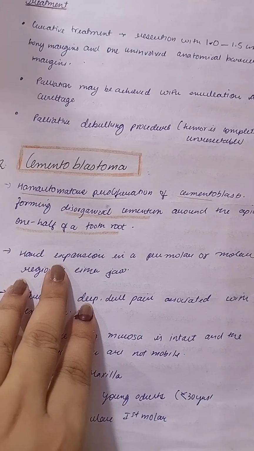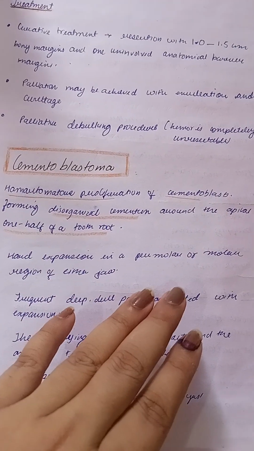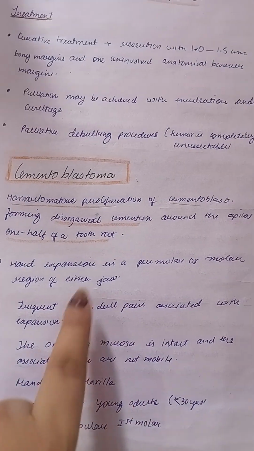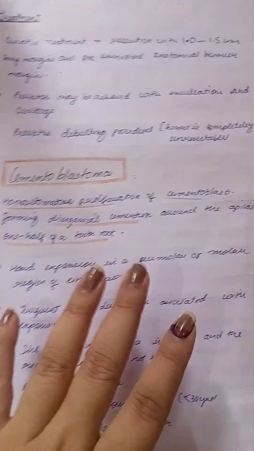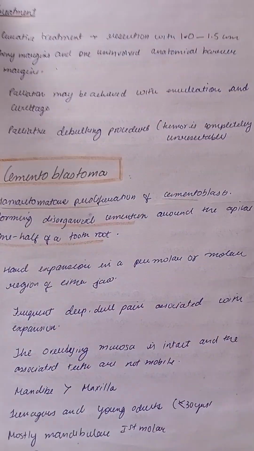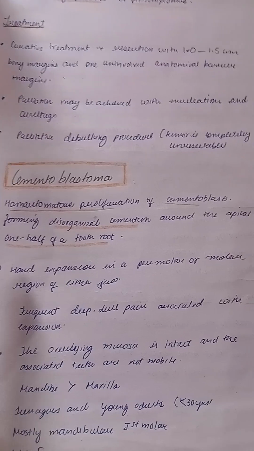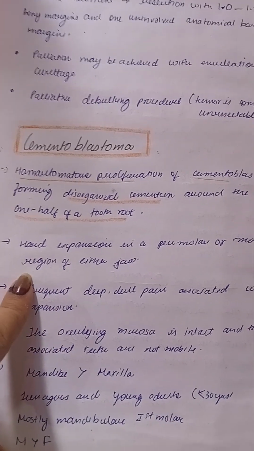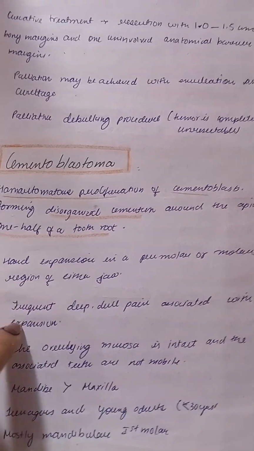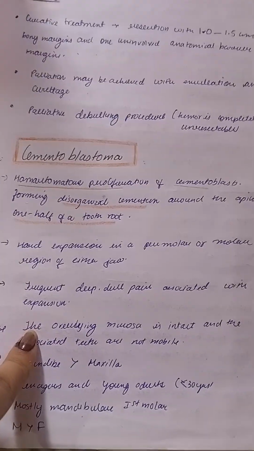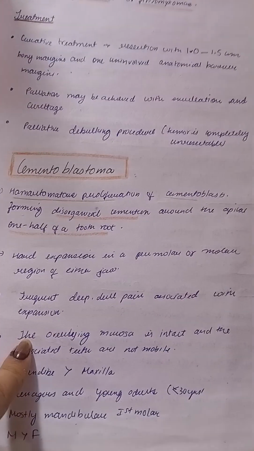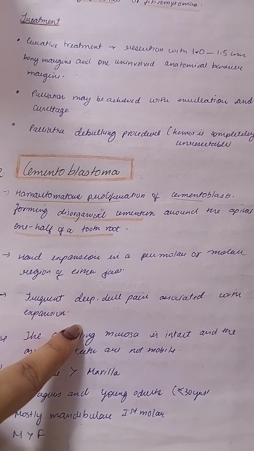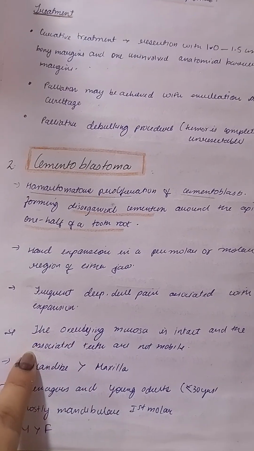Okay, cementoblastoma is a hard expansion in the premolar or molar region of either jaw. Means it can be seen in maxilla and mandible. We can see hard expansion in both, but the mandible is more commonly affected in cementoblastoma. Okay. Frequent deep dull pain is associated with the expansion. It causes dull pain. Okay.